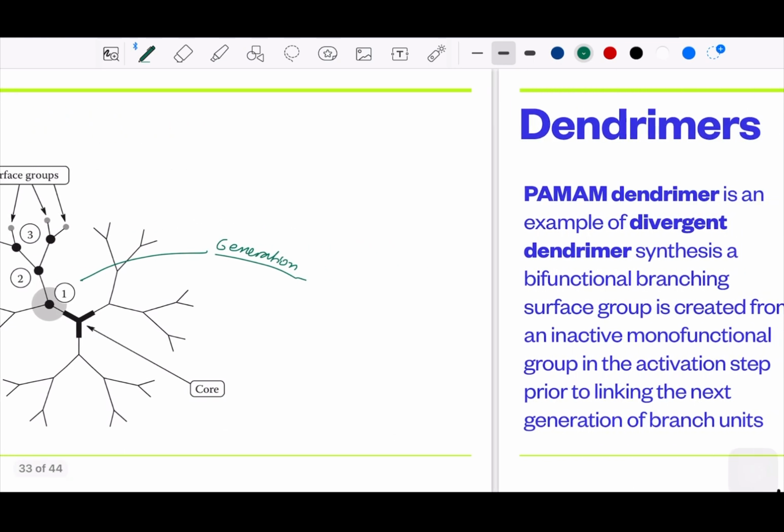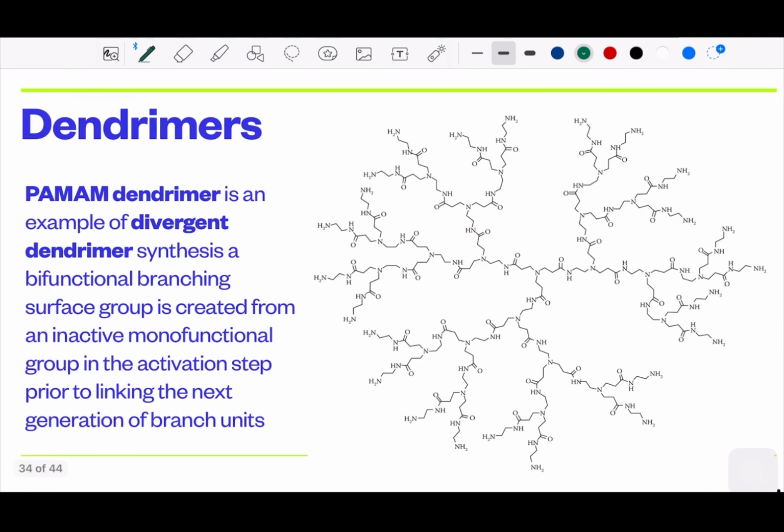Okay. So this is an example of the dendrimer. No need to write this down. You can just take photos if you want. It's the polymethyl... I forgot the name. Polyamidoamine. Oh yeah, it has this amido amine. Okay, amido amine.